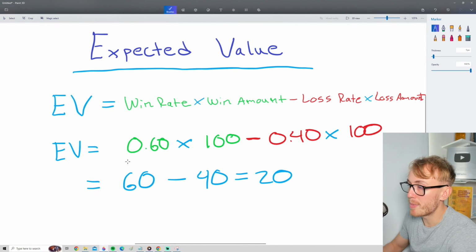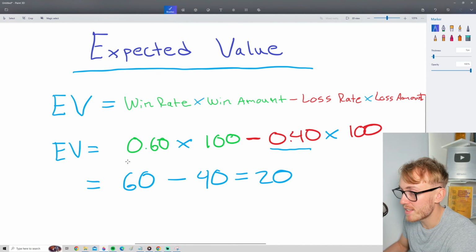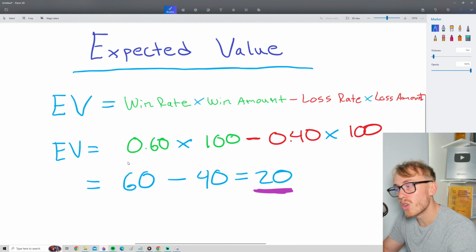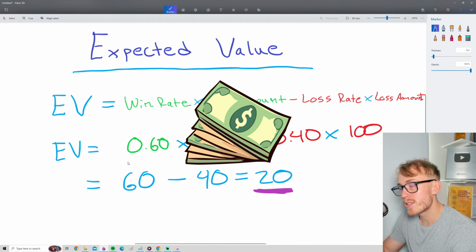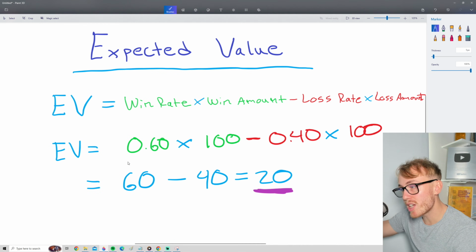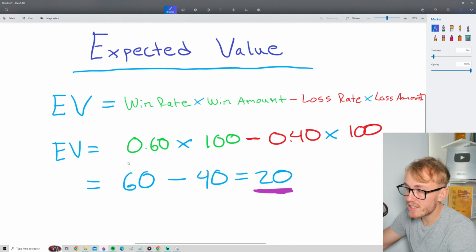is 20. And let's think here, what does this mean? Does this mean that we win $20 for every single trade? Well, not really. Because remember, in 40% of the cases, we will actually lose $100. But what this 20 right here basically means is that, simply put, on average, we will win $20 for every trade. So if we take a large amount of trades, these trades will give us an average of $20.